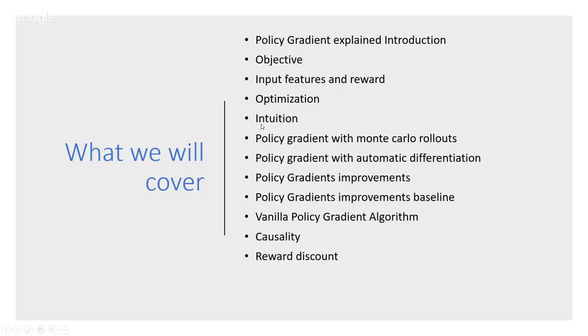So basically what I'll be going through is policy gradients explained, an introduction. I'll be going over the objective, input features and rewards, optimization, intuition, policy gradient with Monte Carlo rollouts, policy gradient with automatic differentiation, policy gradient improvements, policy gradient improvement baseline, vanilla policy gradient algorithm, causality, and then reward discount. Then after that, we'll have a bit of a Q&A and go through bits and pieces of it.